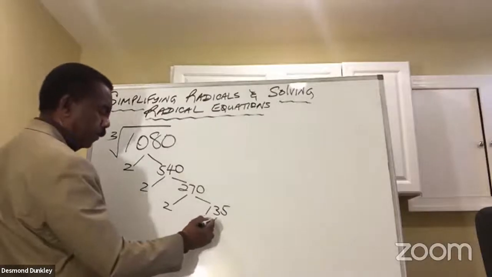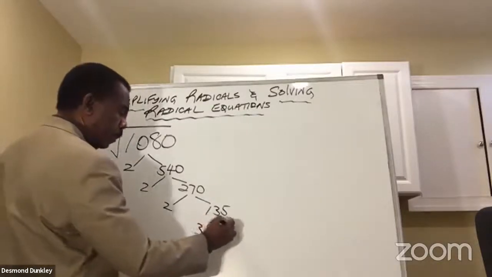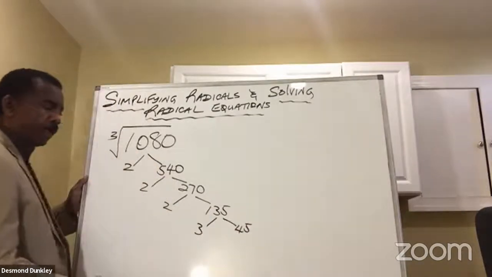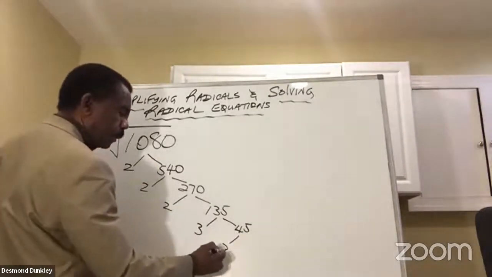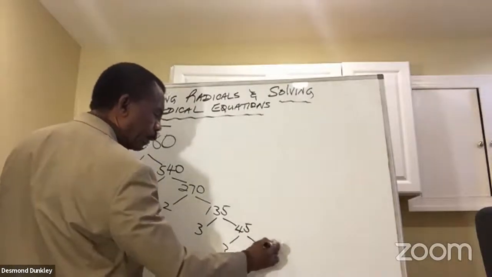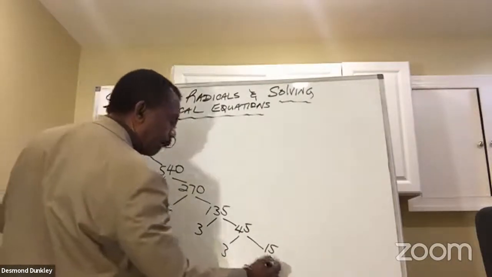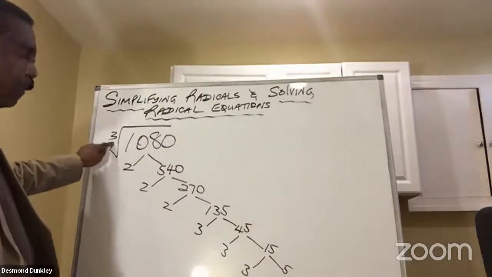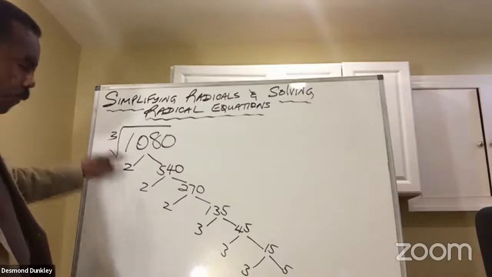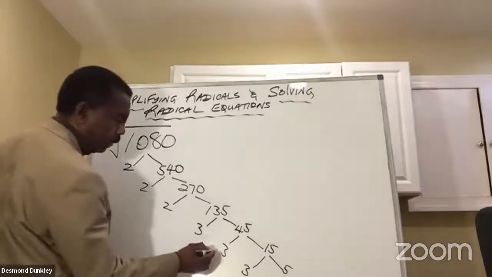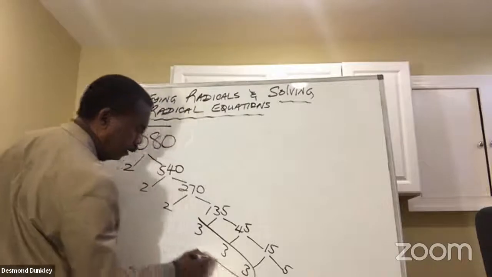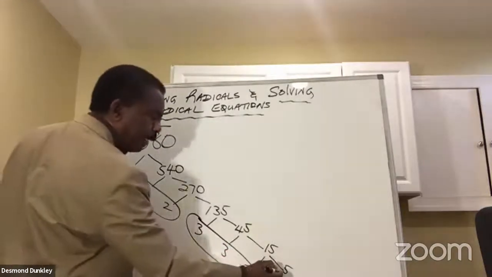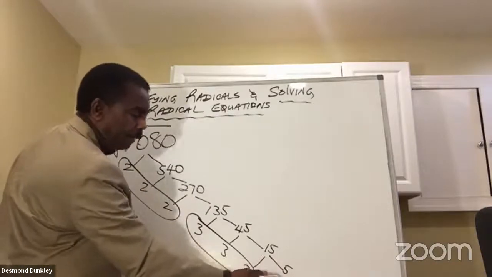What can we use? We can use 3. 3 into 13 goes 4 times, and 5. 3 into this goes 15. 3 into this goes 5. So there it is. It's a cube root, so we need groups of 3. So we have one group here, another group here, and 5 left over right here. There's a 5 left over.